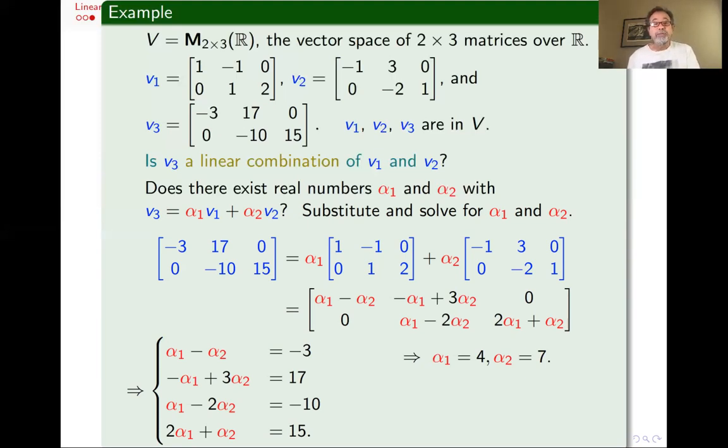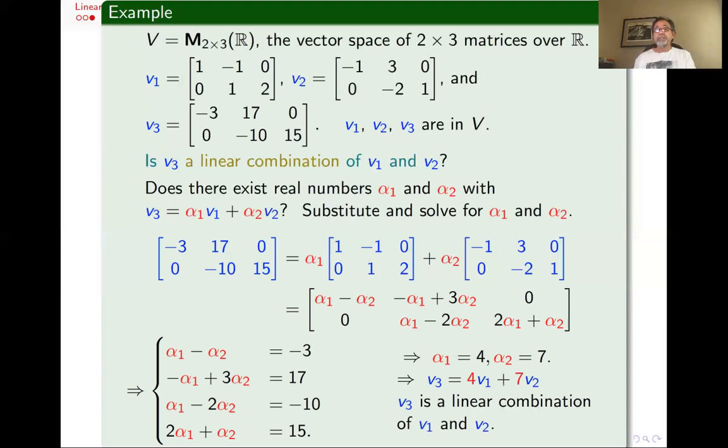If you don't believe me, you don't have to solve that. You can just check that if you multiply V1 by 4 and V2 by 7 and add them, you do get V3. So V3 is 4V1 plus 7V2. And as a result, I know that V3 is a linear combination of V1 and V2.